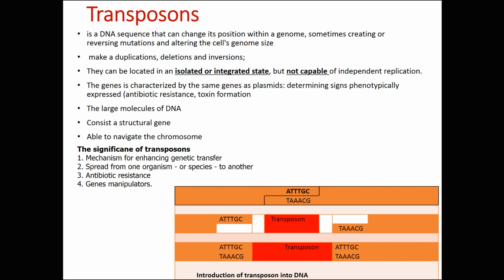The gene is characterized by the same genes as plasmid, determining some phenotypically expressed traits, antibiotic resistance, toxin formation. The large molecule of DNA consists of a structural gene able to navigate the chromosome. The significance of transposons: first, a mechanism of enhancing genetic transfer, spreading from one organism or species to another, antibiotic resistance, and gene manipulation.